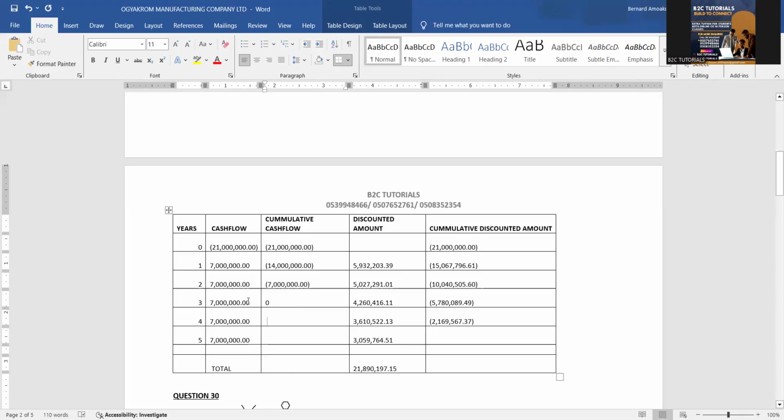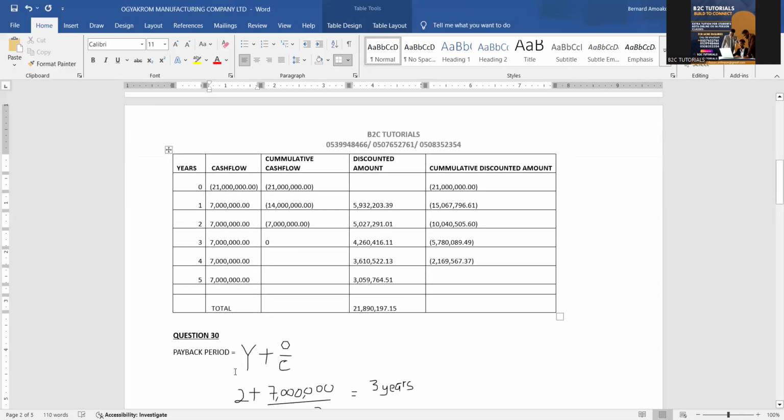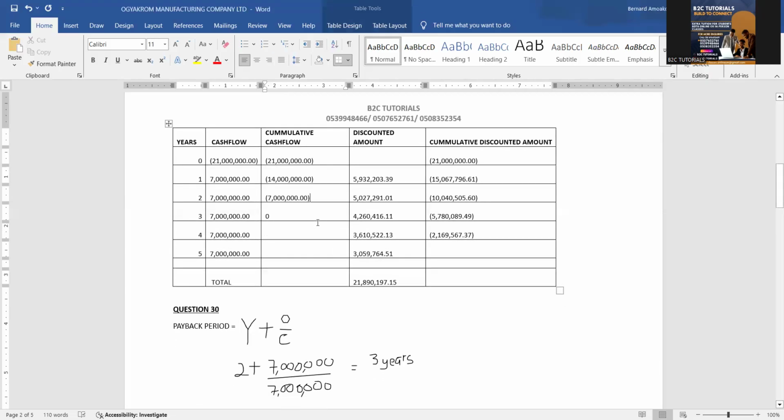So it follows a formula. It follows a formula which says that the year before full recovery plus the outstanding cash flow, which is the outstanding amount of money for that year before full recovery, divided by the cash flow for the year in which you are going to recover. It is in this year that you recover that amount of money. So the 7 million here stands for the cash flow of the year before full recovery, divided by the cash flow of the year in which you are going to fully recover, plus the year before full recovery.